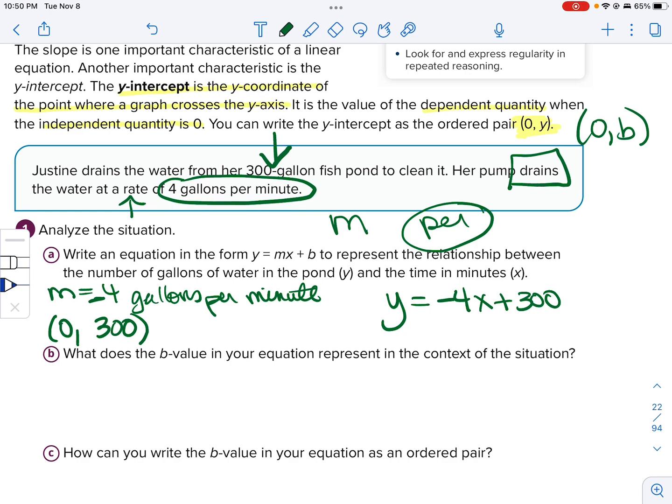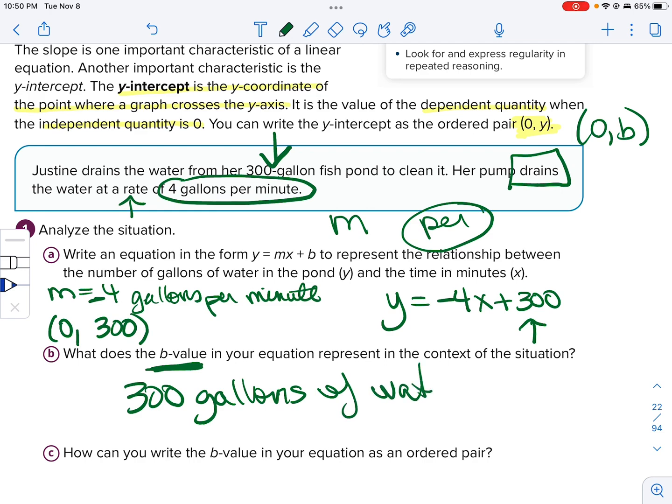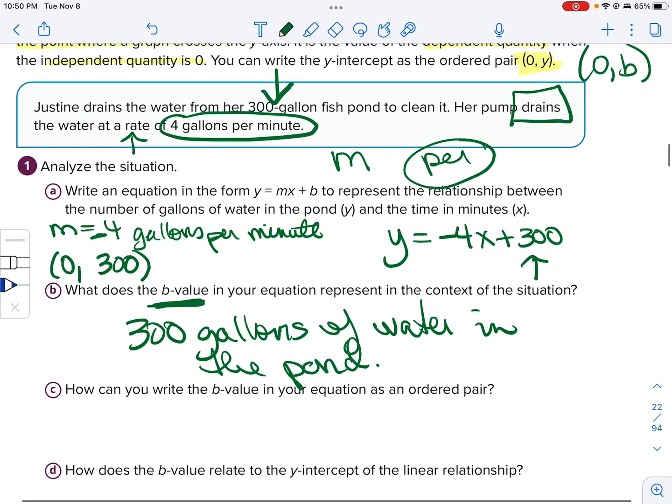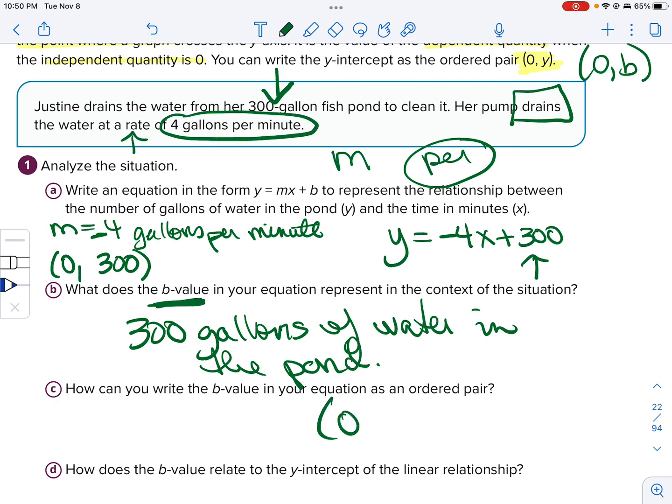Okay. What does the b value stand for? What does my y-intercept stand for? 300 gallons of water in the pond. That's what it stands for. Okay, and I always have you write it as an ordered pair.